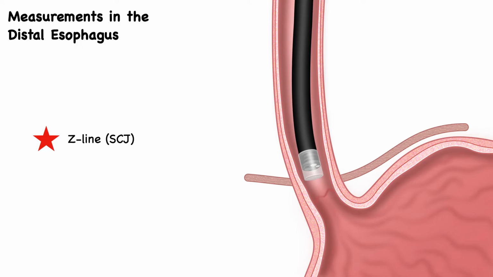So he may call out and say Z line, like the zigzag line, or the junction between the squamous and columnar mucosa, or squamo-columnar junction, or SCJ. So that is the junction, as you can see here. Usually in an adult male in the United States, it is about 40 centimeters.